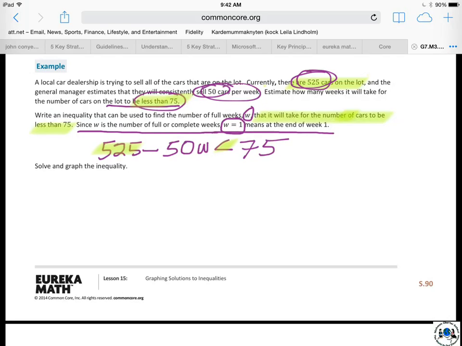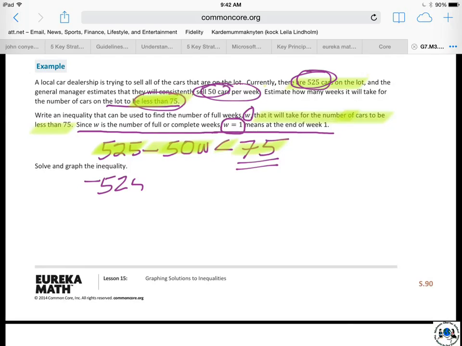525 cars in the lot, and then minus, we're taking away because we are selling 50 cars per week. So minus 50W, that's 50 cars per week, and W being the number of weeks. Now that we have our inequality written, let's go ahead and start solving.